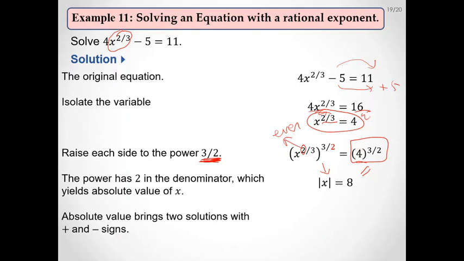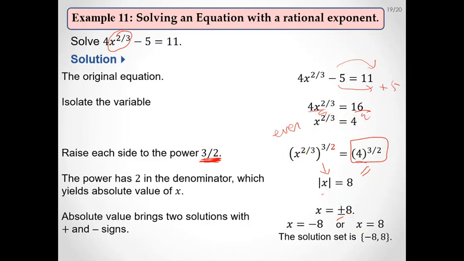And then after this, we have 2 possibilities for x. One of them is 8, one of them is negative 8. So you write them, and then in this procedure, we have to check the solutions. It's not checked yet, but we have to check them. So put them in here and check again.